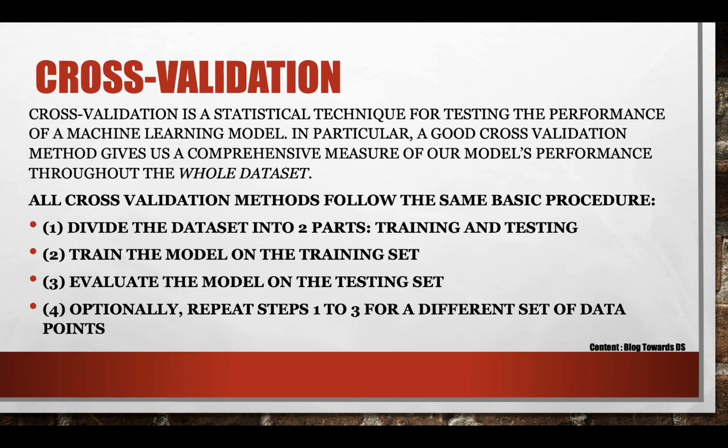Cross-validation is a statistical technique for testing the performance of machine learning model. In particular, a good cross-validation method gives us a comprehensive measure of our model performance throughout the whole dataset. All cross-validation methods follow the same basic procedure. Divide the dataset into two parts, training set and testing set. Train the model on training set, evaluate the model on testing set. Optionally, repeat step 1 to 3 for different set of data points.